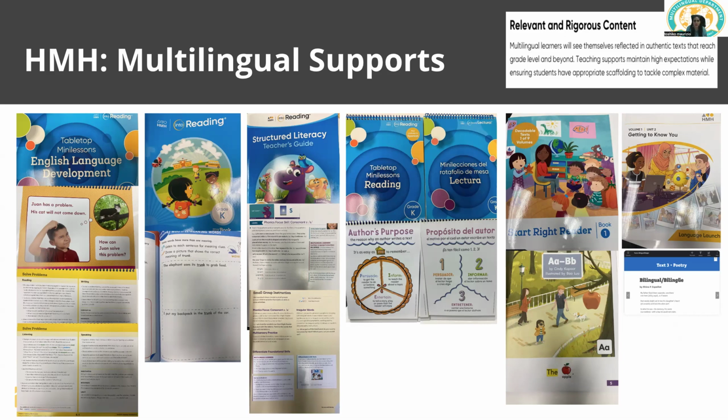For example, when you're teaching author's purpose on the reading side, the visual that you see is "easy as pie" to remember: persuade, inform, entertain. Well, in Spanish we don't really translate "easy as pie"; it doesn't translate easily. And Marcela, you can agree with me, right?